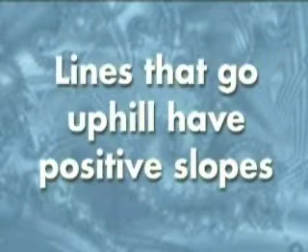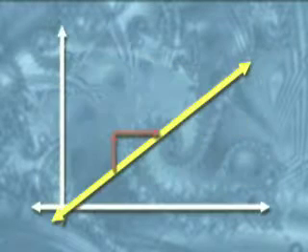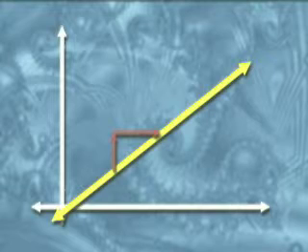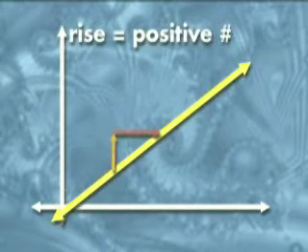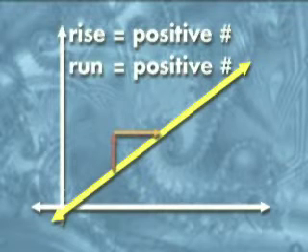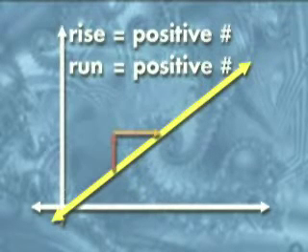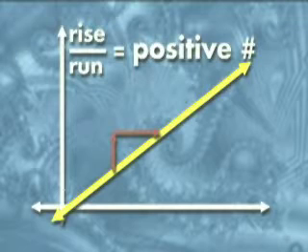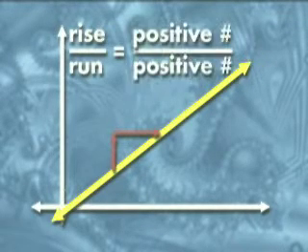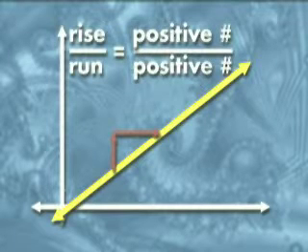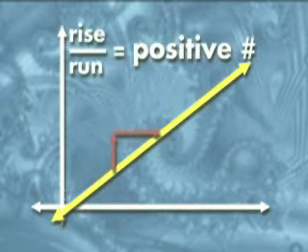Lines that go uphill always have positive slopes. This is because on an uphill line, if you draw a slope triangle from one point to another, your rise will always be positive, and your run will always be positive. Therefore, the slope, or ratio of rise to run, will always be positive, since a positive number divided by a positive number is always positive.